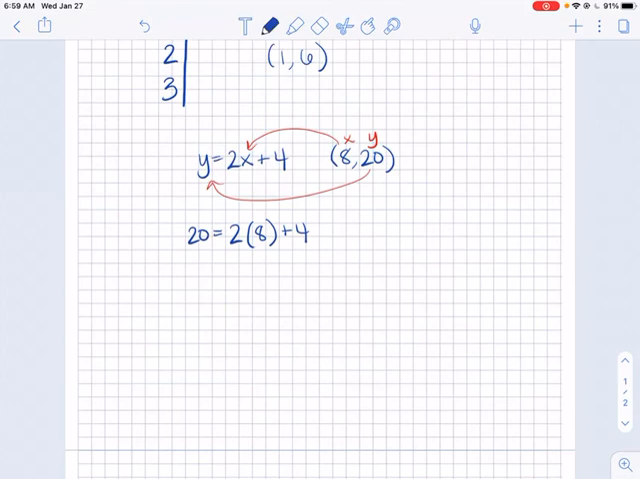So you could plug in your calculator, 2 times 8 plus 4. Does it equal 20? Well, 2 times 8 is 16 plus 4. Yes, that equals 20. So 20 equals 20. This equation is true. So 8, 20 is a point on the line.